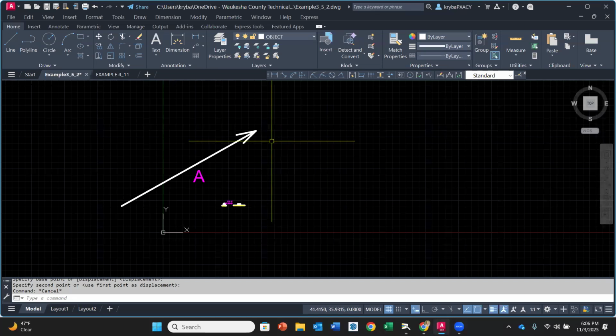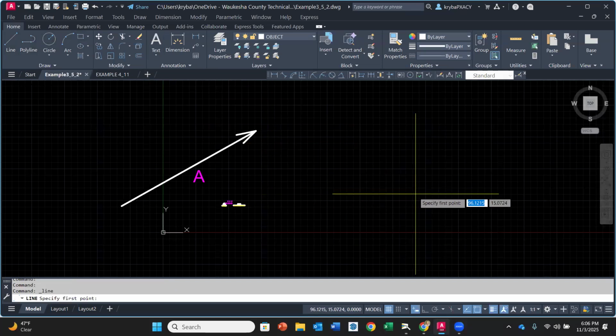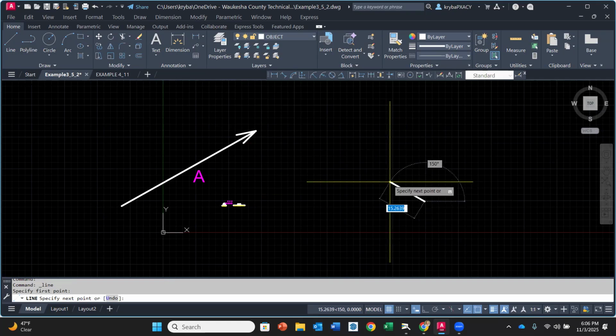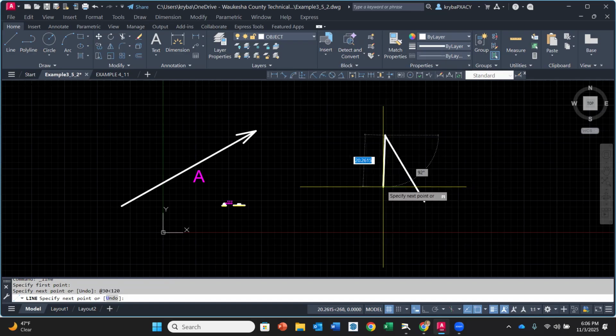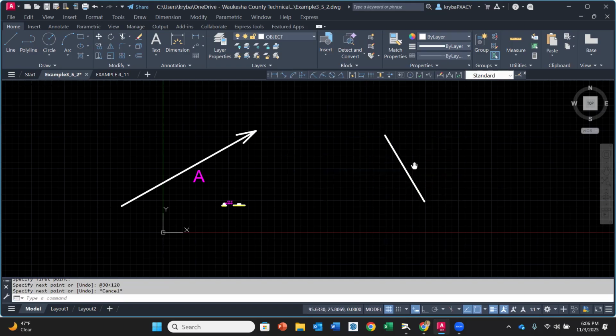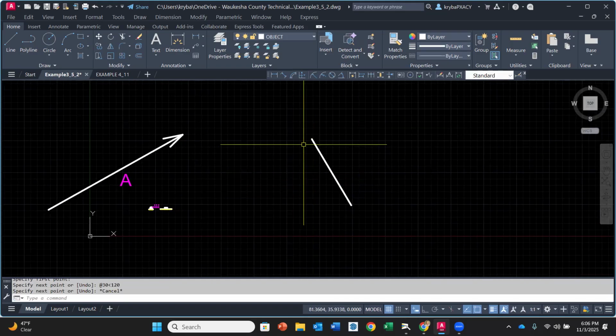So if I go back to AutoCAD here, I start the line command. I click first. Remember, you need to use the @ symbol. Otherwise, it's not going to be a relative coordinate. It is going to go from absolute and then it's not going to be right. You have to go from the point that you just created. So @ symbol, it's going to be at 30, tab, and 120. Okay. And then there is the length of my vector B.